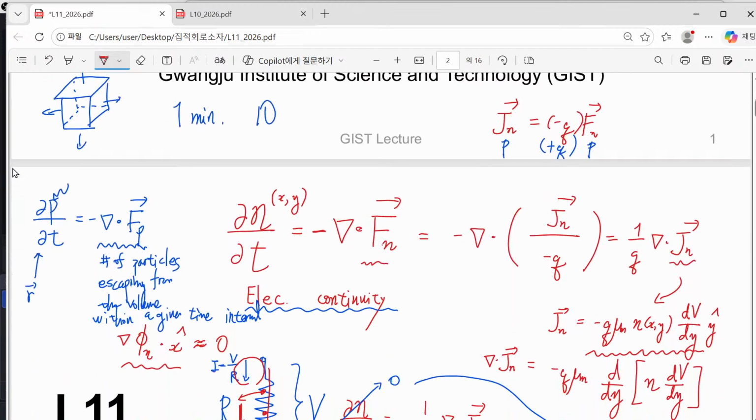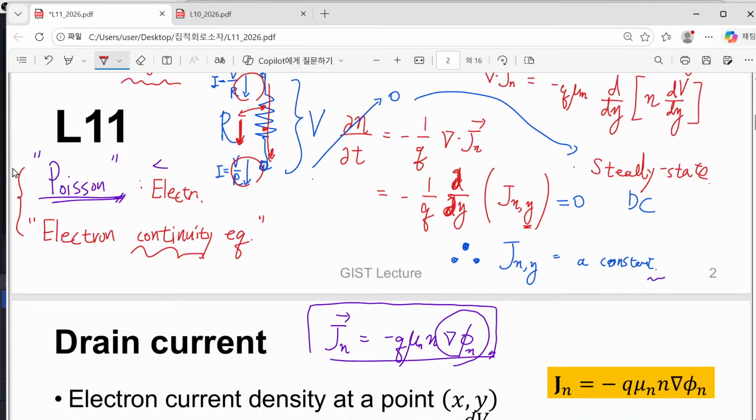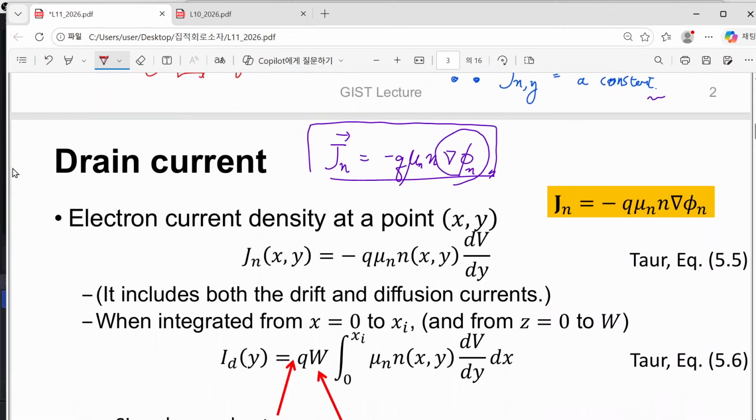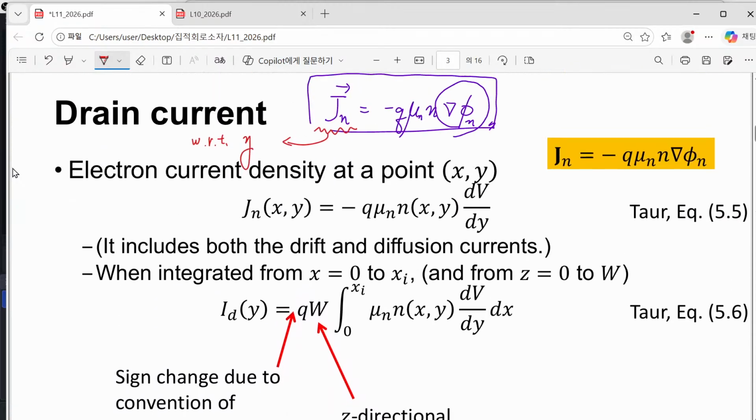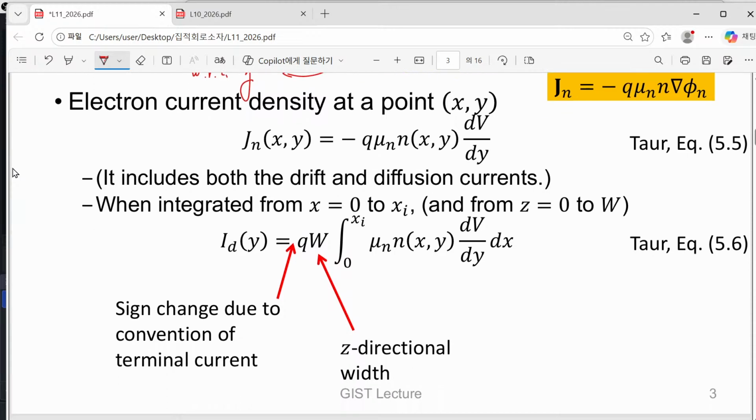Although we have spent quite a long time, the answer is quite simple. Simply speaking, in our strategy, Jn should be a constant. It does not vary with respect to the y direction. At every y position we have the same current. So that is the one we have. Let me just restate once again.